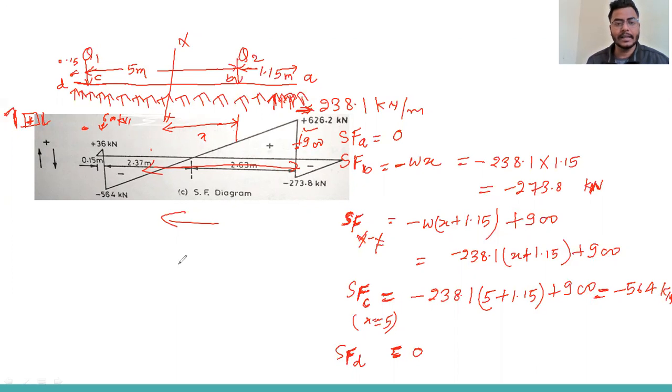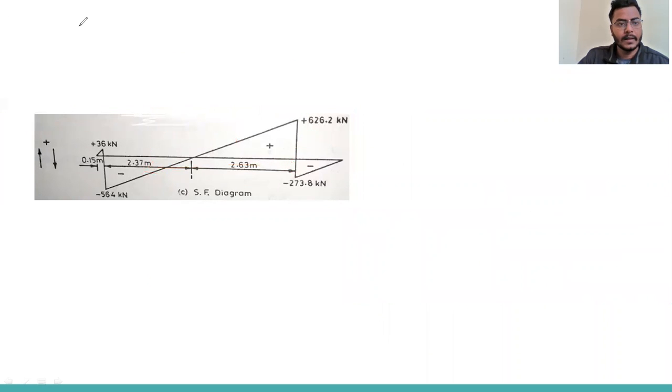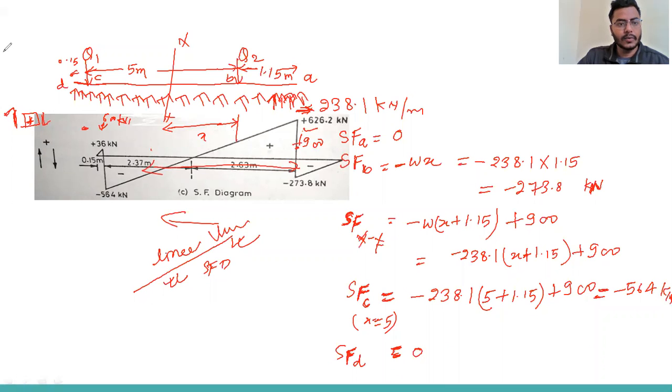Whenever you see a UDL load acting on the beam, you will see there is a linear variation of the shear force diagram. There is a linear variation of the shear force diagram. So I think we are very clear about the shear force diagram in this case. Okay, so let's go to the next part. We can now go on to draw the bending moment diagram.